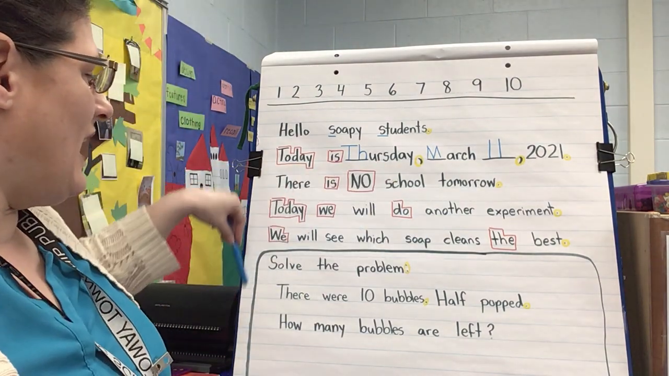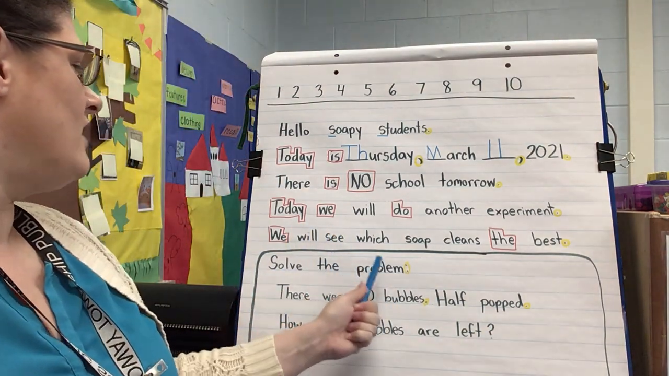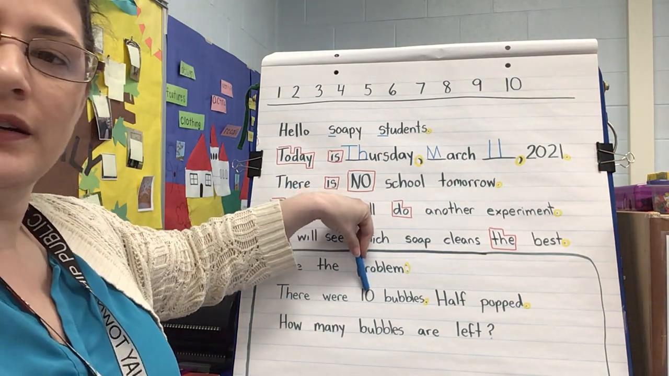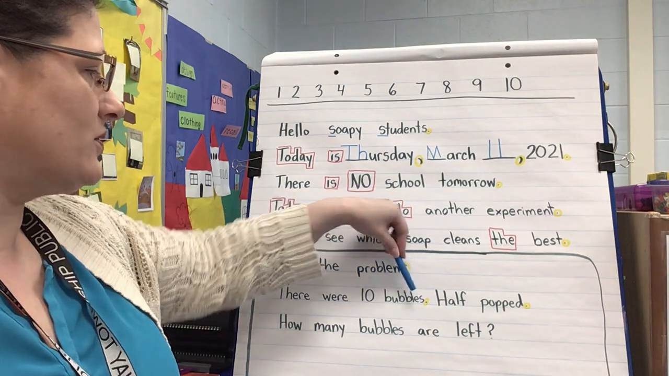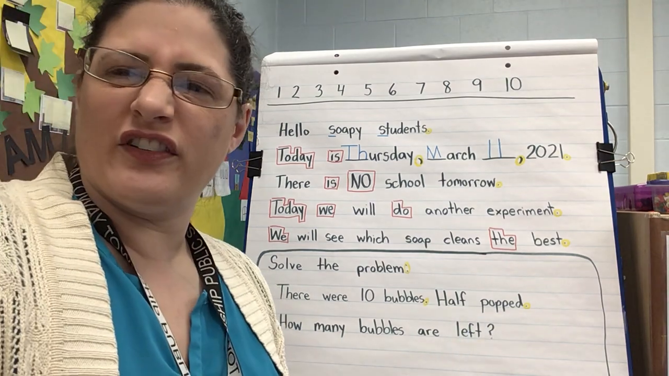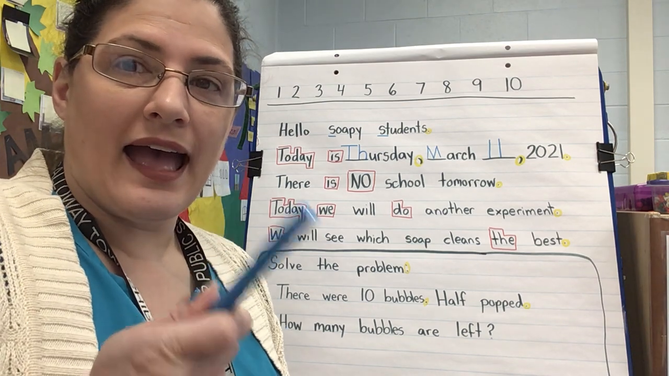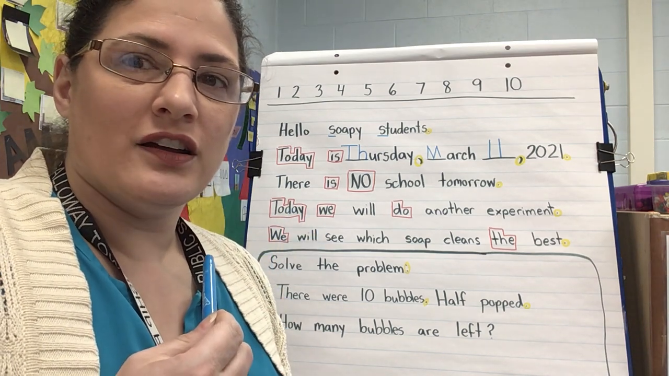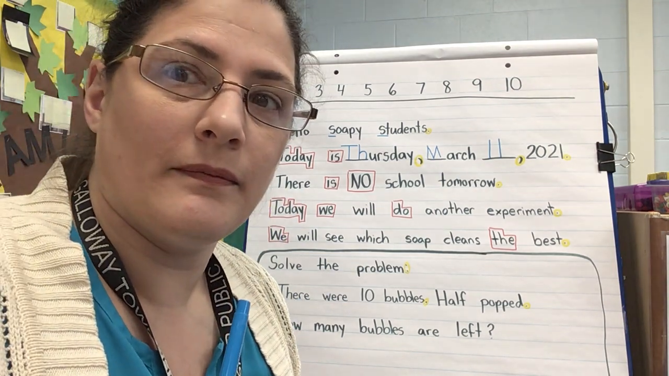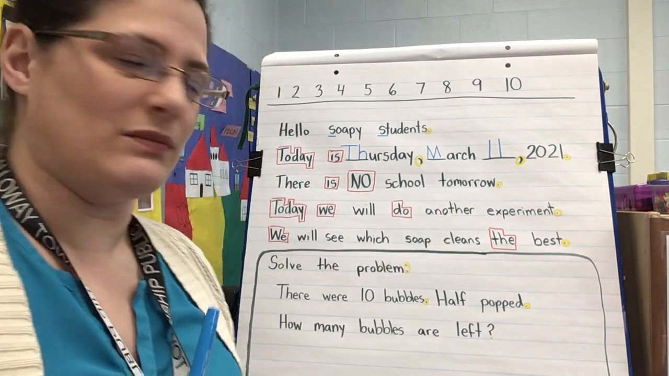Ooh, we have a solve the problem. We're gonna do some math. Solve the problem. There were 10 bubbles. Half popped. What is half? If you had a cookie and you got half and you gave me another half, do I have more or do we have the same? Yeah, it's the same. Half means the same size.